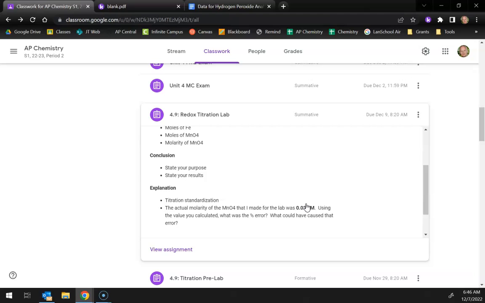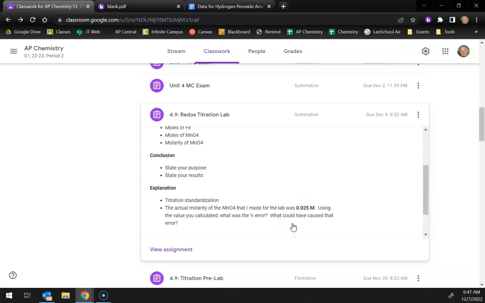Then for the results, I need you to compare your value, what you actually got in the lab, with what it was supposed to be, which is 0.0250 molar. What did you get in the lab? What was it supposed to be? Those are the results. For the explanation, you're going to put in your own words what a titration standardization is. Look at your notes if you need to. We went through this in class. Feel free to bring in other explanations that you're able to find online. Whatever you need to do to explain it in your own words.